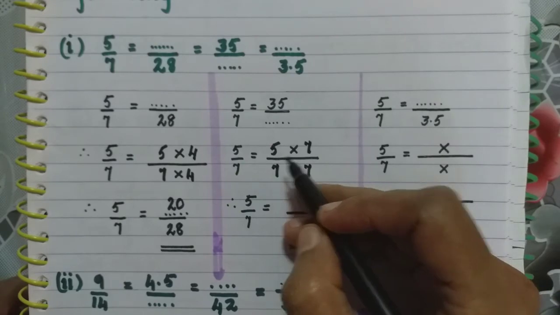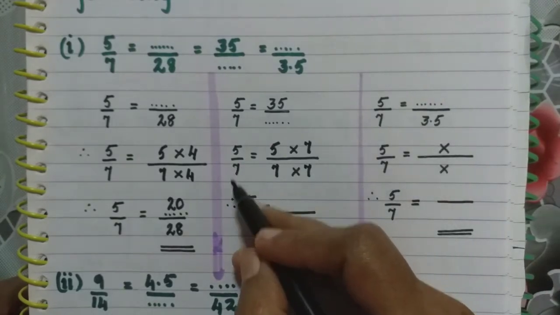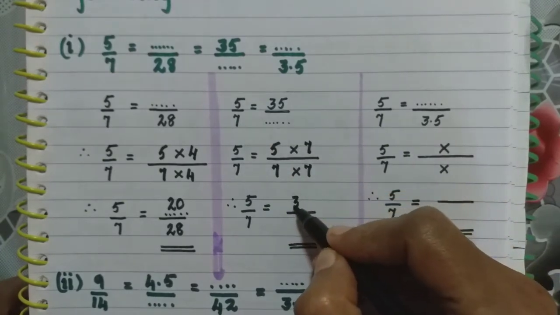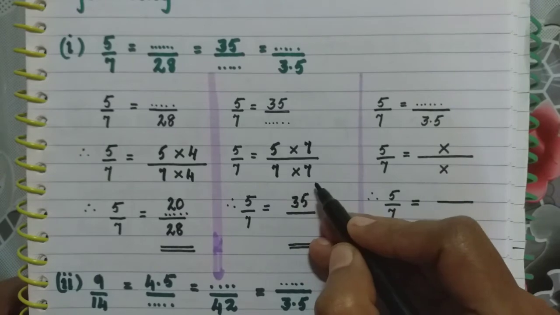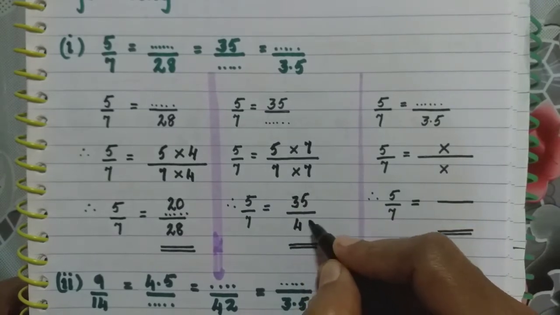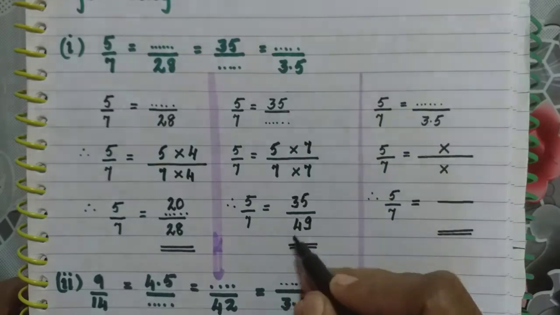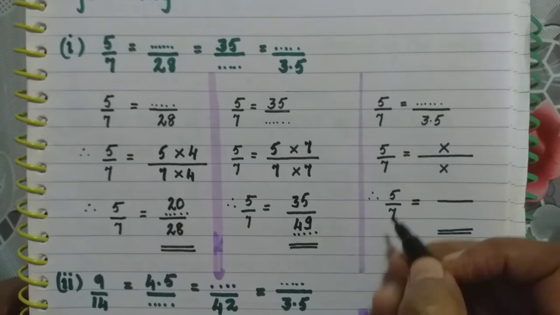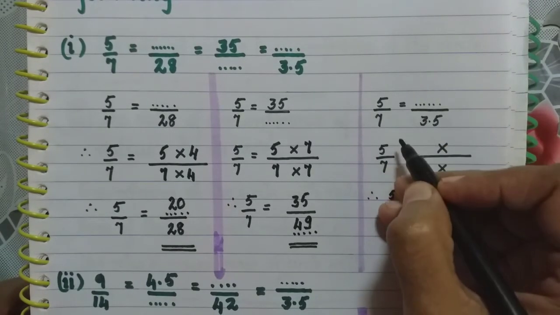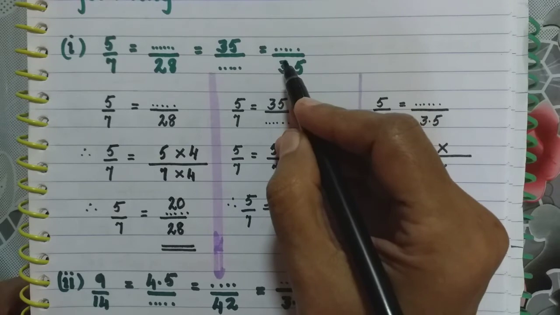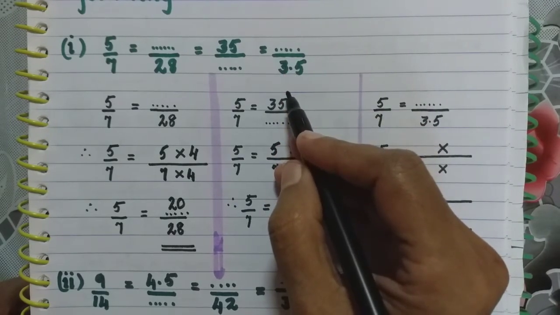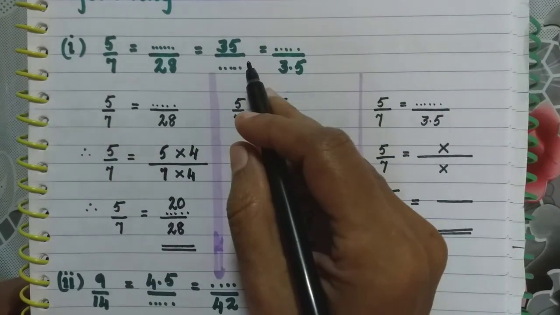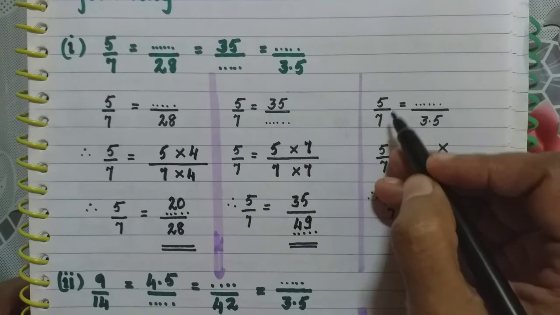So now we multiply and see what will be the answer. 5 upon 7 written as it is. 5 into 7 is 35. 7 into 7 is 49. So what is the blank here? The denominator, that is 49. Now going to the third part, you see here there is blank upon 3.5. So we write 5 upon 7 equal to blank upon 3.5.